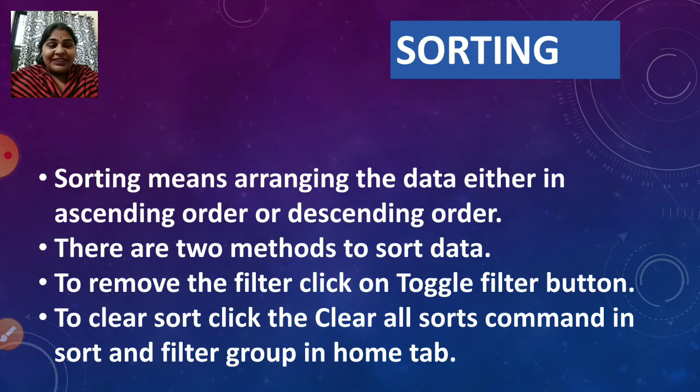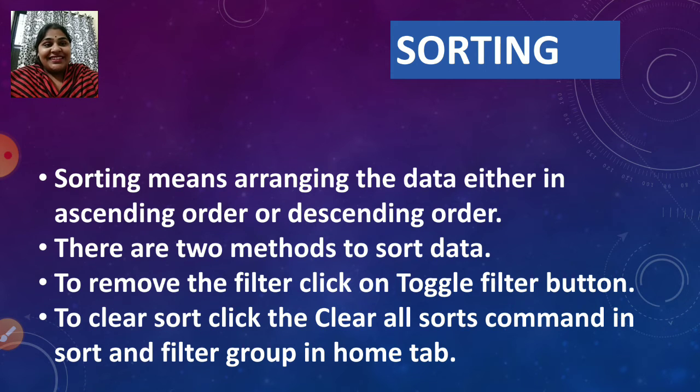I'll show you both the methods. To remove the filter, click on the toggle filter button. Similarly, to remove the sort, click on clear all sort commands. Where it is, again in the ribbon in the home tab, you will go to the sort and filter group. There you will see a clear all sort command.